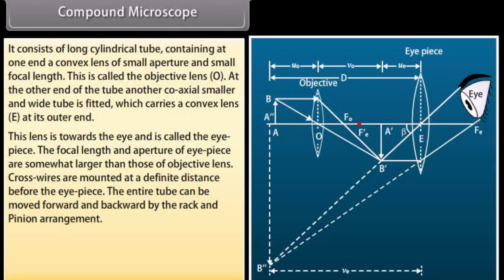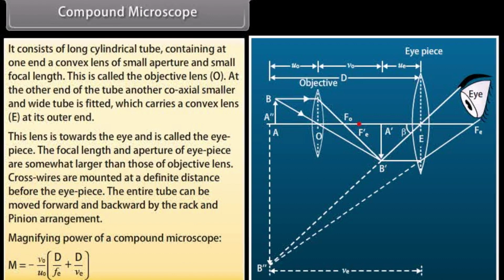The focal length and aperture of eyepiece are somewhat larger than those of objective lens. Cross wires are mounted at a definite distance before the eyepiece. The entire tube can be moved forward and backward by the rack and pinion arrangement. Magnifying power of a compound microscope. M is equal to minus V0 upon U0 into (D upon Fe plus D upon Ve). Signs here already have been put.